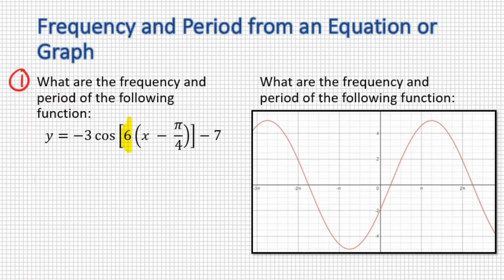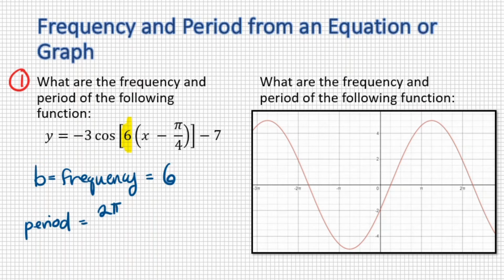And I know that b equals the frequency, so it is 6. If I want to get the period, 2 pi divided by 6, reduce the fraction to pi over 3. So that means in 60 degrees, which is pi over 3, I'm going to go through 1 cycle of this graph.